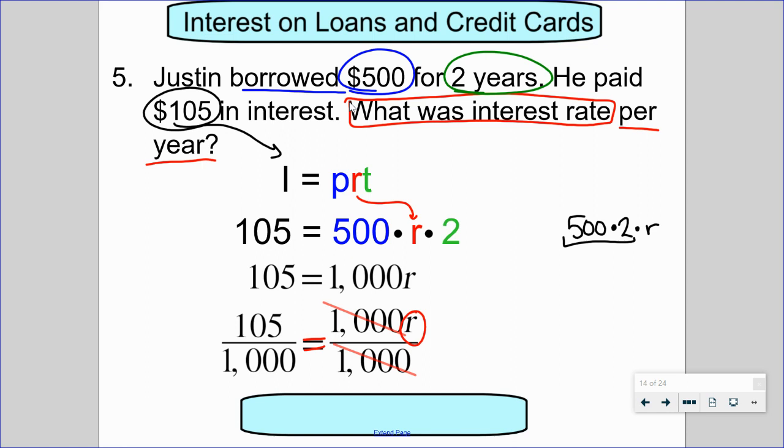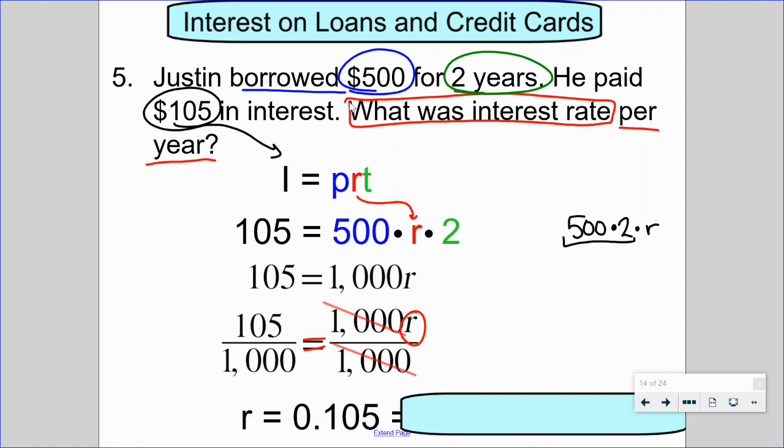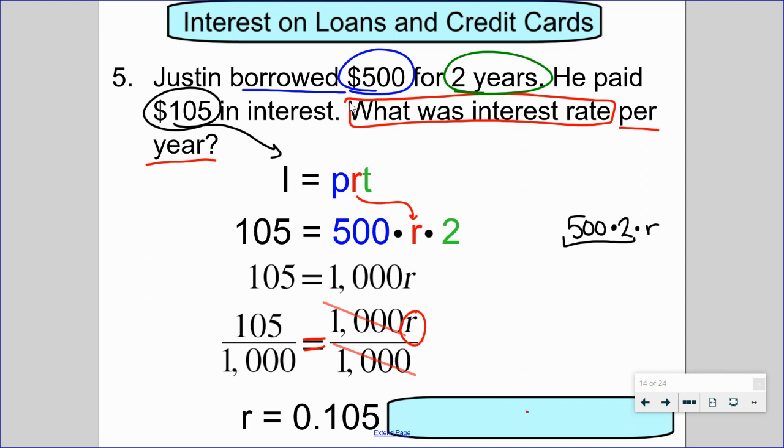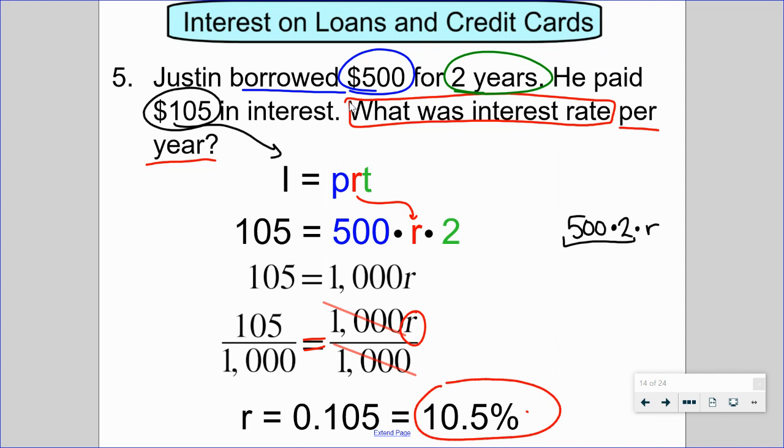The r rate equals, and in this case, you have a tiny little decimal. And while that's a good answer, it's not a great answer because we really would list rates as percentages. So I see 10% and then I see another part of a percent. I'm seeing 10.5%.